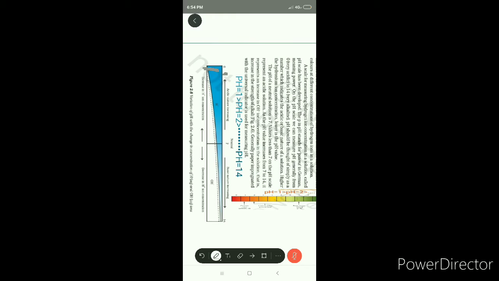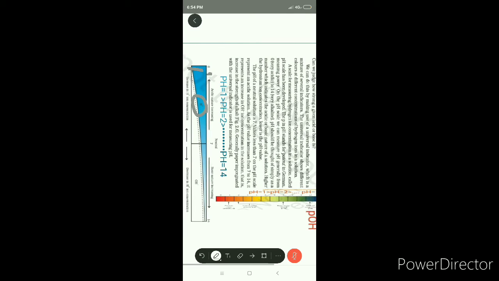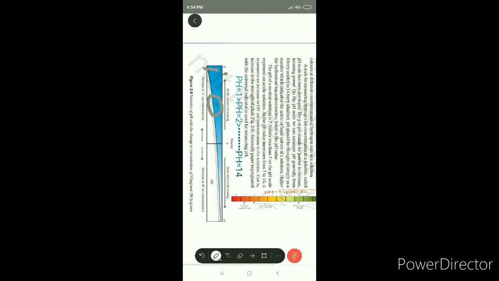Okay, so this scale shows pH from 0 to 14, and the middle one is 7, the neutral one. So when pH decreases from 7 to 0, the amount of hydrogen ion is increasing. Okay, and when pH changes from 7 to 14, that means increasing, then the hydrogen ion concentration decreases.